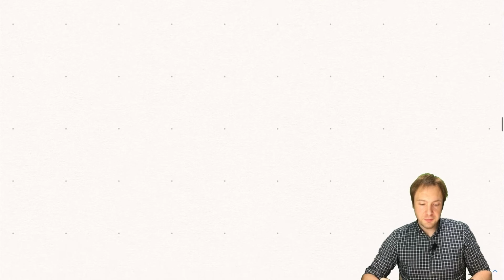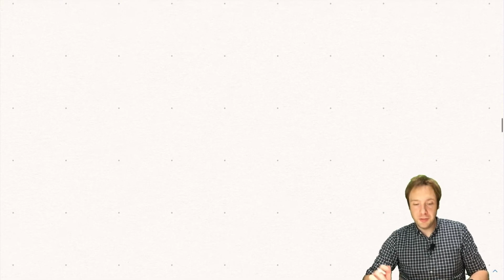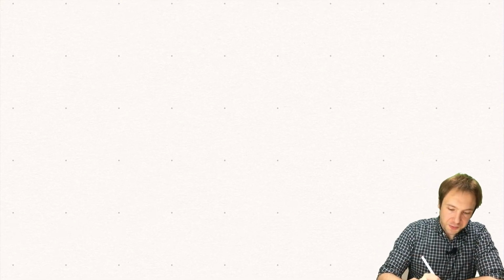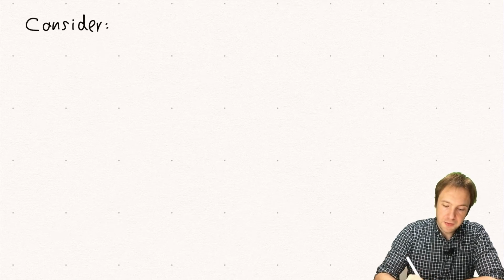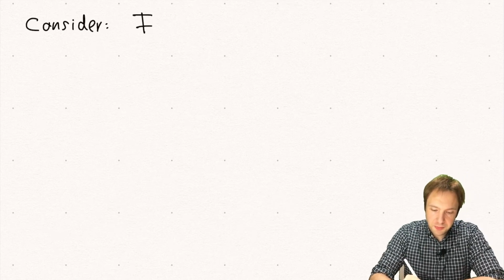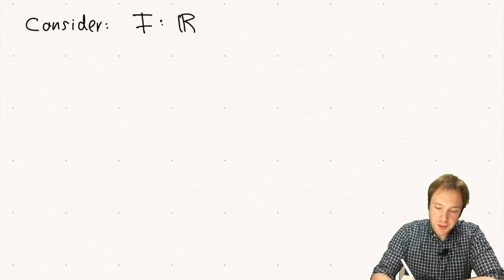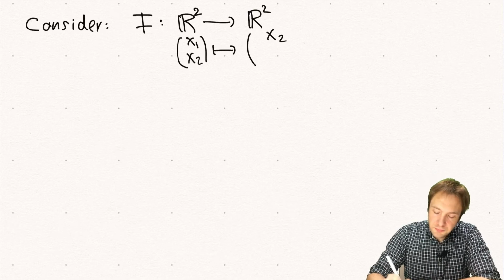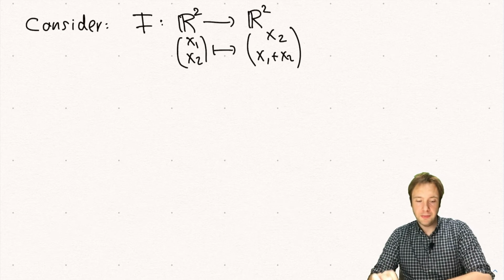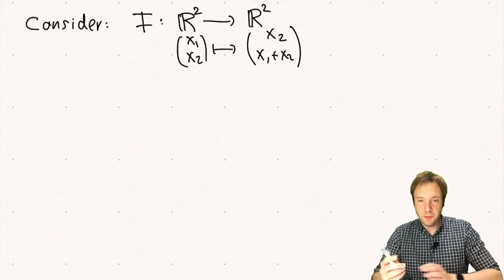So for this, now let's go back to linear algebra. So consider the following linear map. We denote it by f, which goes from R2 to R2, and which sends the vector x1, x2 to the vector x2, x1 plus x2. So what does this have to do with the problem?